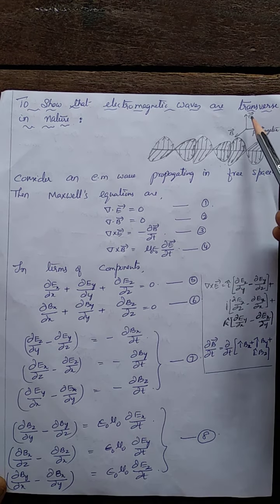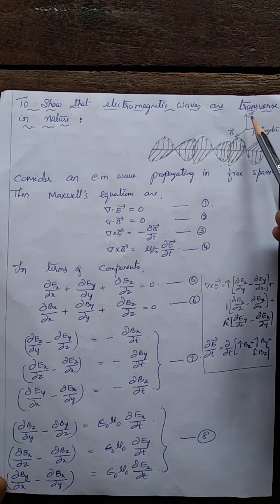Now, suppose the electromagnetic wave is traveling along the x direction. Then the E vector and B vector are not functions of y and z. Since the wave is traveling along the x direction, the components of E and B which are functions of y and z become 0. That is, del by del y and del by del z of all the components of E and B become 0.